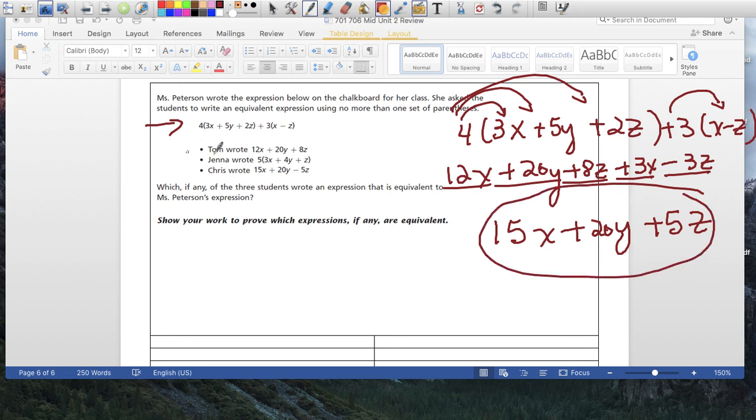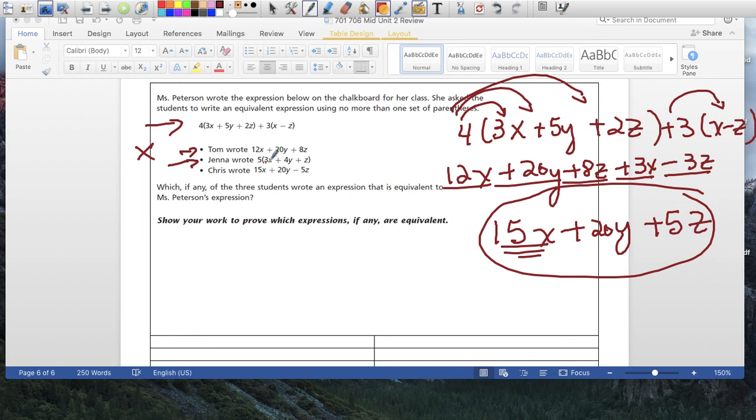So let's look at Tom's. Does Tom have this expression, 15x? No, he has 12x. So definitely Tom is not right. It should be 15x. Not even the last 2 parts did he get correct. So Tom is wrong.